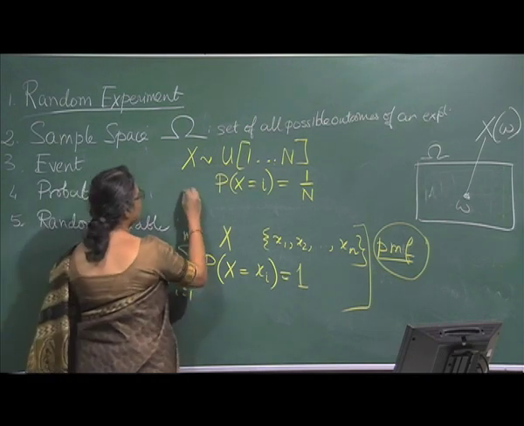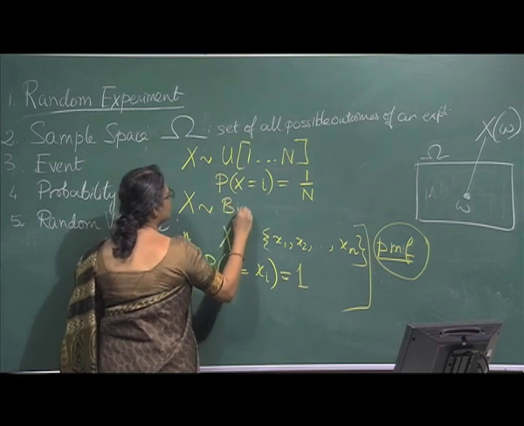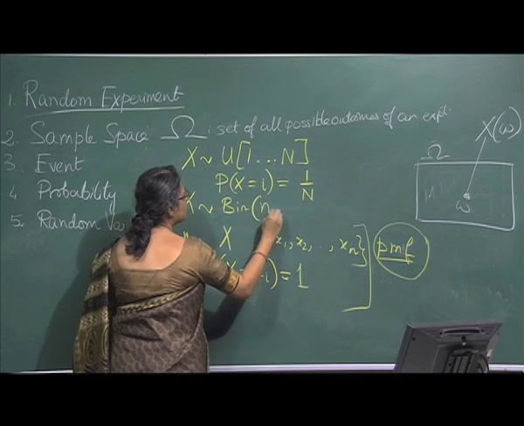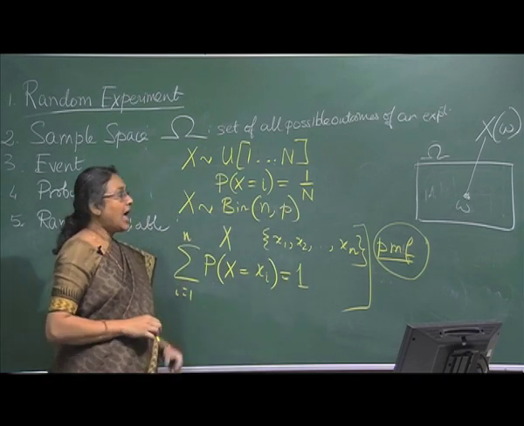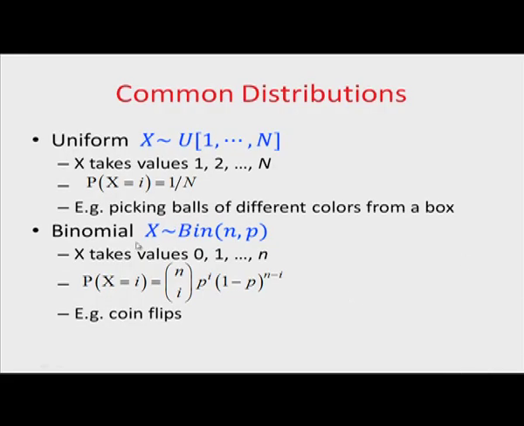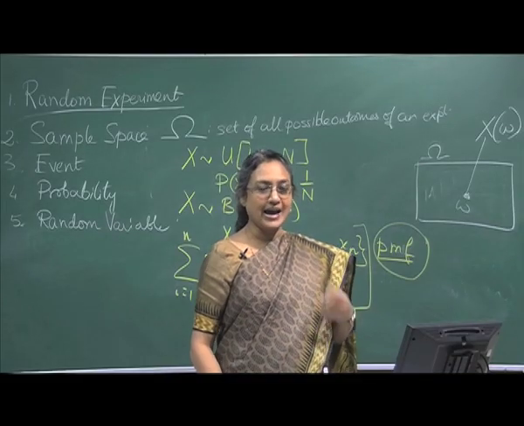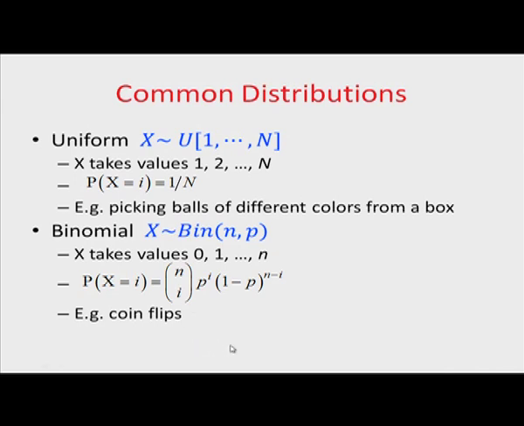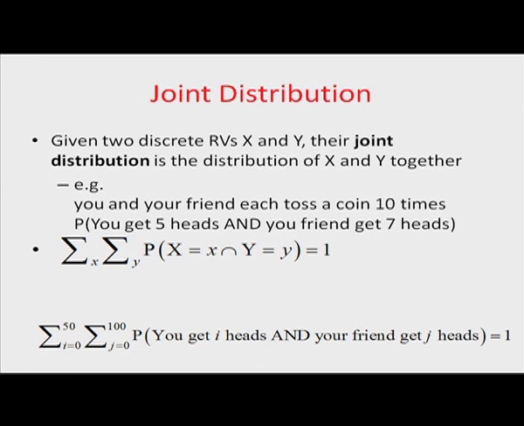Similarly, another common distribution is the binomial distribution, which has two parameters, n and p. If you look at the slide, in the binomial distribution, X takes values 0, 1, 2, up to n, and the probability that capital X equal to small i is given by nCi p to the power i times (1 minus p) to the power n minus i. When you flip n coins, the probability of there being i heads can be given by this binomial distribution. This is a common random distribution.